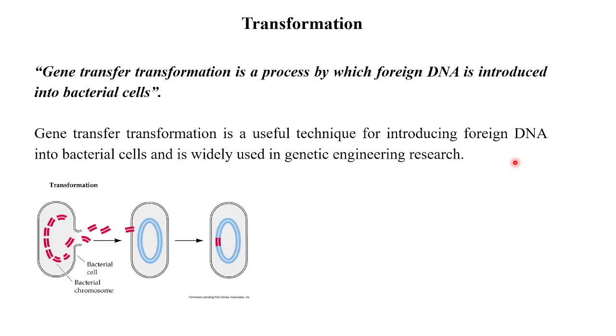Transformation. As I already mentioned in a previous session, this is a process which naturally occurs in the bacteria. So, what is transformation? It is a gene transfer. Transformation is a process by which DNA is introduced into bacterial cells. So normally bacteria are capable of exchanging genetic material by means of transformation. So basically transformation is a technique where the DNA is transferred from a bacteria into another bacteria. So this is transformation, and artificially this technique is widely used in genetic engineering.